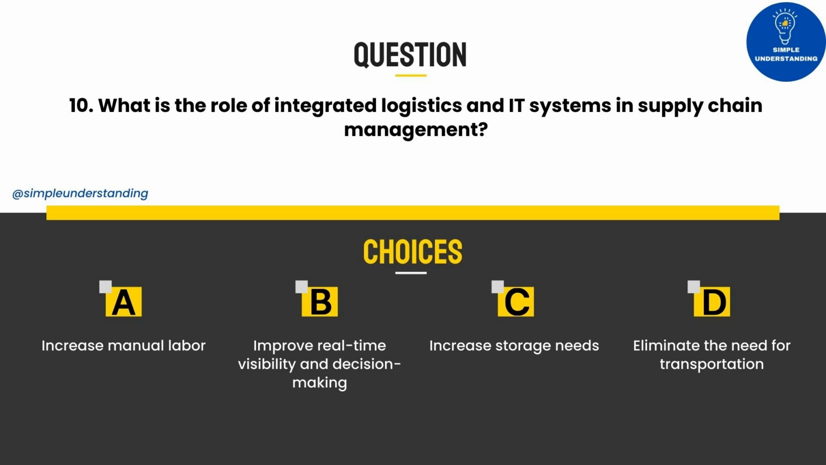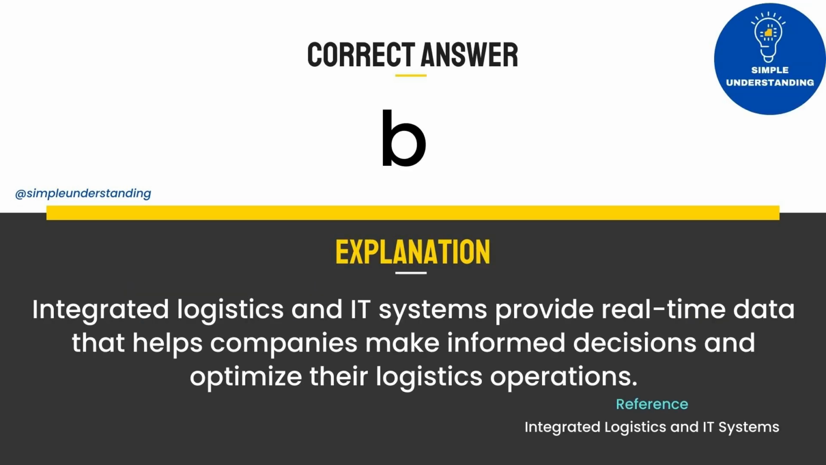A. Increase manual labor. B. Improve real-time visibility and decision-making. C. Increase storage needs. D. Eliminate the need for transportation. Correct answer, B. Overall explanation: Integrated logistics and IT systems provide real-time data that helps companies make informed decisions and optimize their logistics operations.